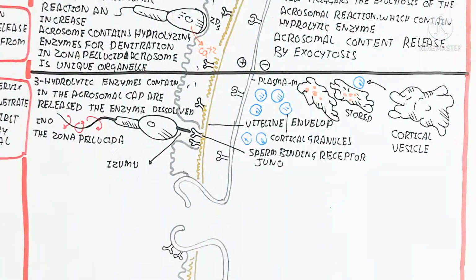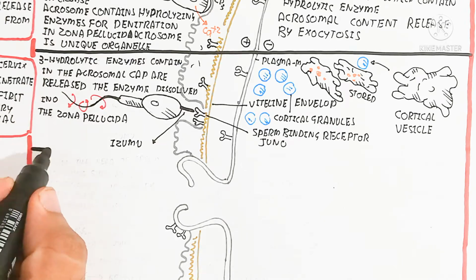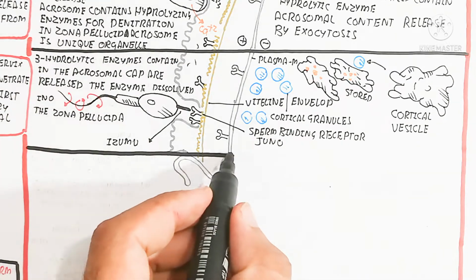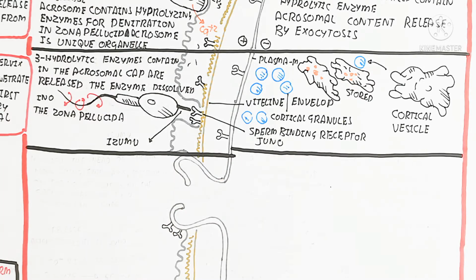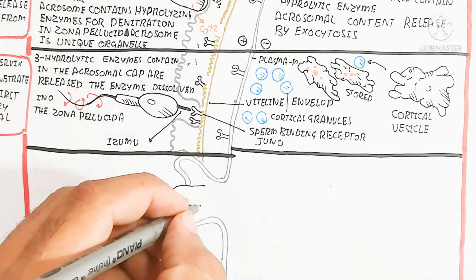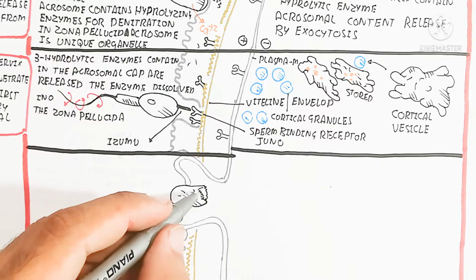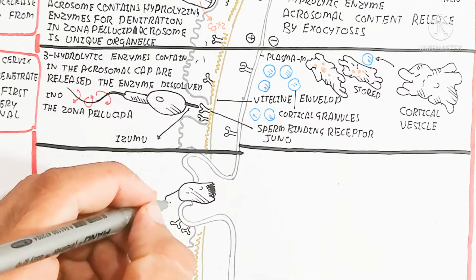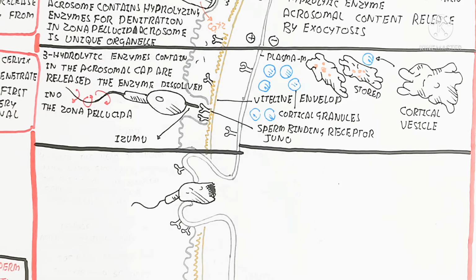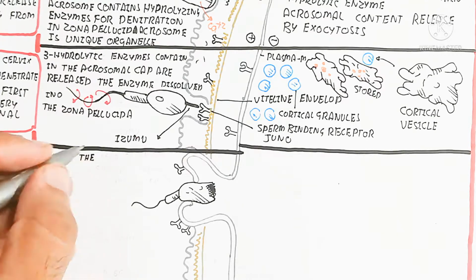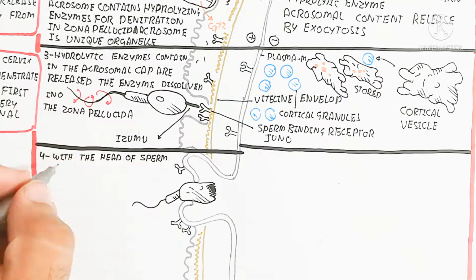Inside, cortical granules are present, along with the sperm-binding receptor and stored calcium, and the cortical vesicle which stores them. During the release of the cortical granules stored in the cortical vesicle, together with the stored calcium, they are deposited between the vitelline envelope and the plasma membrane.